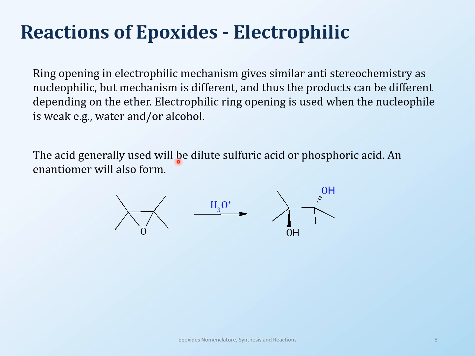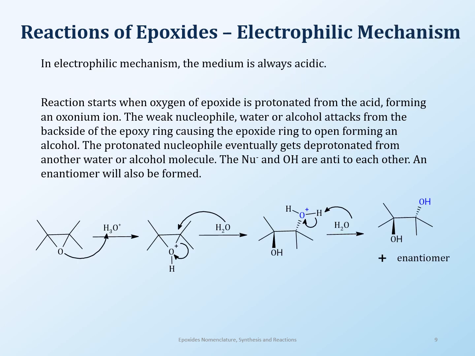But the mechanism is going to be different because now the epoxide is the nucleophile. Just a few things over here. In an electrophilic mechanism, the medium is always acidic, and you really need to see this. If I give you any reaction for epoxides, you have to see whether I gave you an acidic mechanism or a basic one. A basic one will just have a neat nucleophile, which is usually negatively charged. If I give you an acidic mechanism, I will be writing H3O plus in there to tell you that there is acid in there.